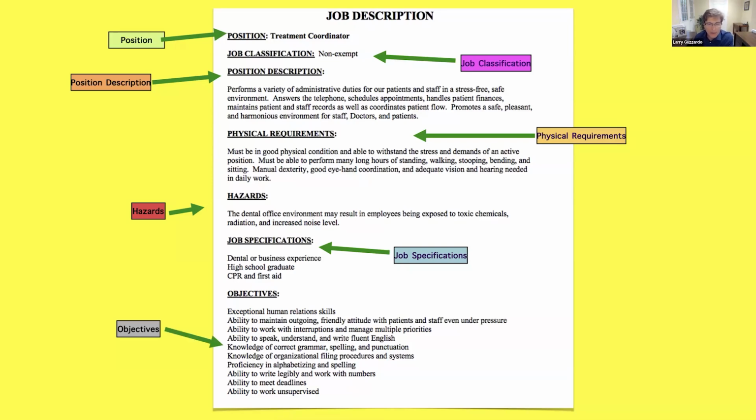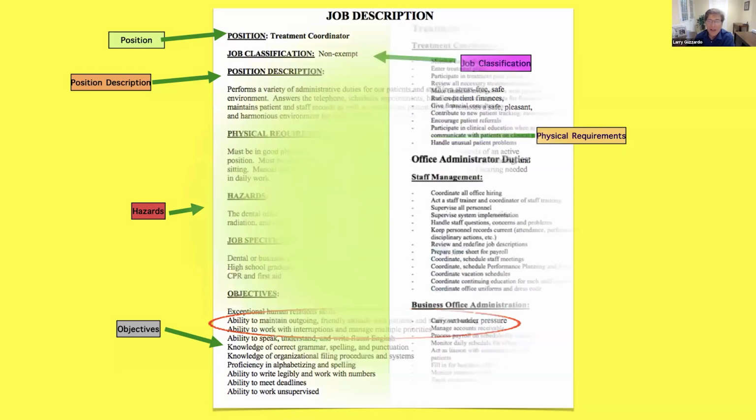And then, of course, the objectives. What is it that I need you to be able to do when you're on this job? And of course, I like to always add in that I'd like you to be able to maintain an outgoing, friendly attitude with patients and staff, even under pressure. The ability to work with interruptions and manage multiple priorities. So I'm putting that objective right there in the position description. So when they say, wow, there's a lot that's going on here, or that person really just got under my skin, I'm like, well, if you recall from our interview, we had talked about how I still needed you to be cheerful, Charlie, you know what I mean? And put on a good face for those people.